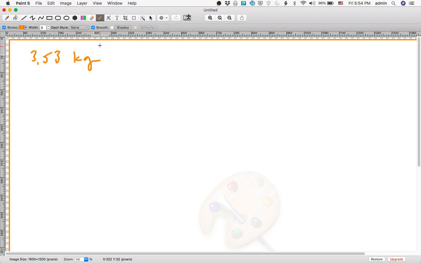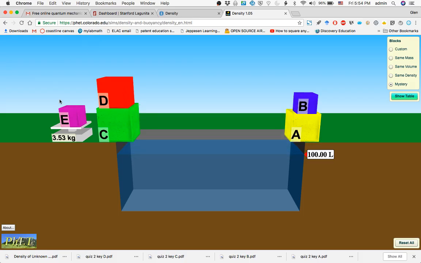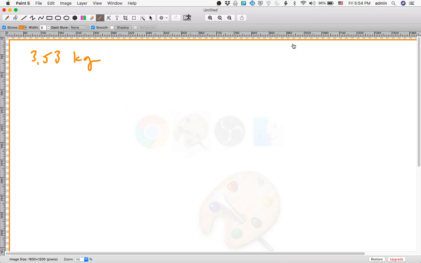3.53 kilograms. And the volume of this guy, I'm going to use the same technique that you used in the lab. I'm going to dunk it in some water. And this water used to be 100 liters, see, and now it's 101.00 liters. So it went from 100 to 101. So that means the difference is 1.00, meaning the volume of that block was 1.00 liters. And so that is going to be 3.53. The units for density in this case are kilograms per liter.